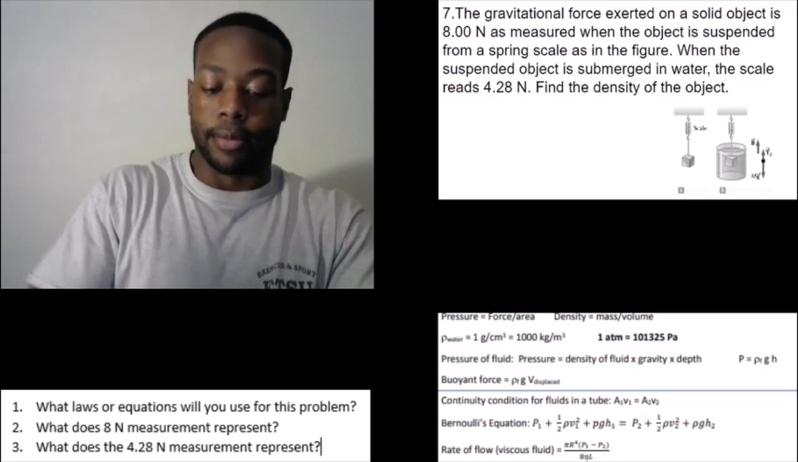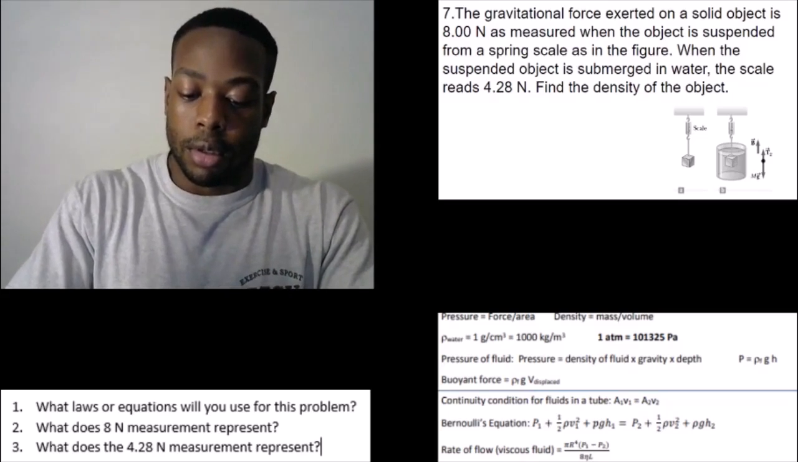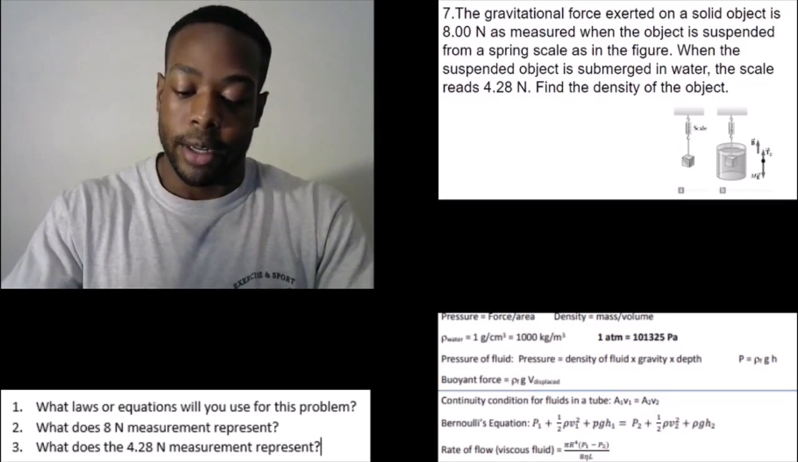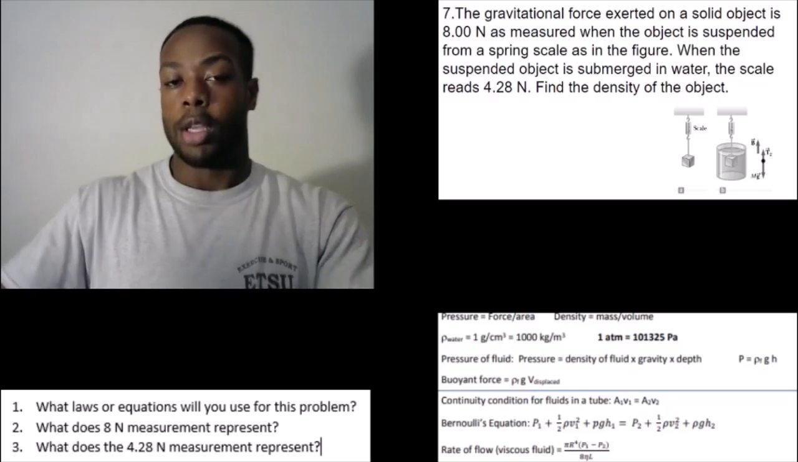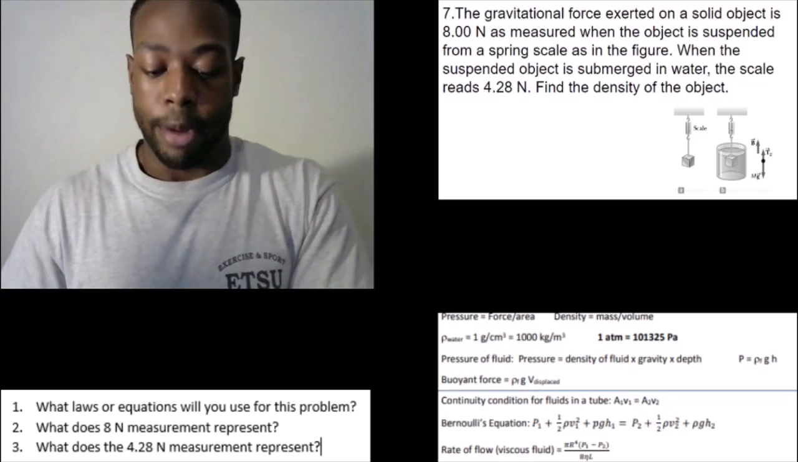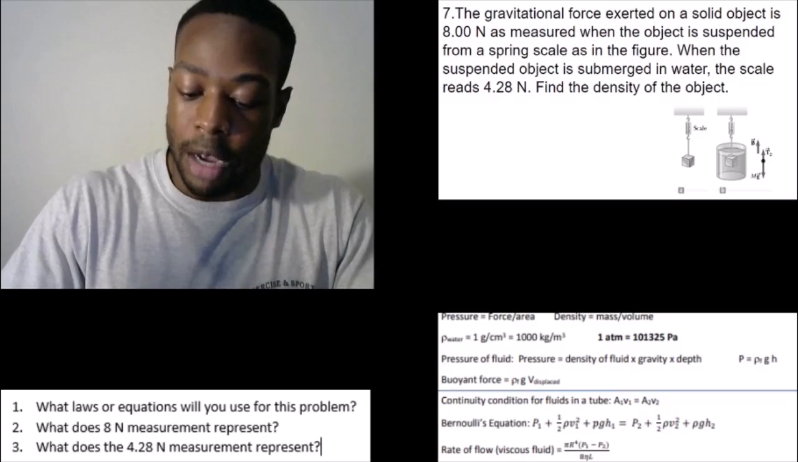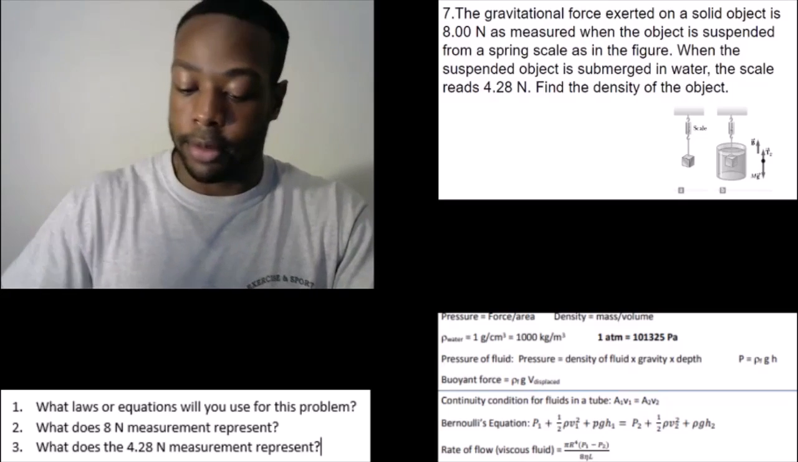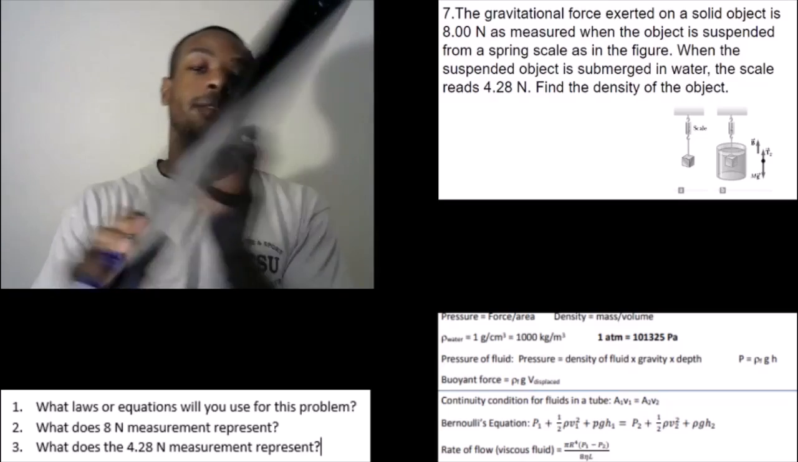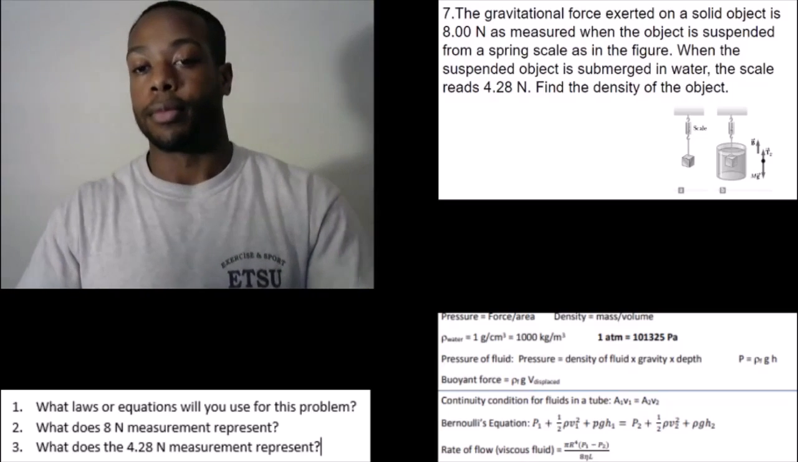We want to know, what does the 8 newton measurement represent, right? So let's draw it. We've got our spring scale, the object connected to the bottom, and it's just suspended in air, right? So here is my little picture, and you want to add your free body diagram to that, right? So free body diagram, we've got force going up, and we've got force going down, right? Your two forces should be tension and weight, and that is our free body diagram.